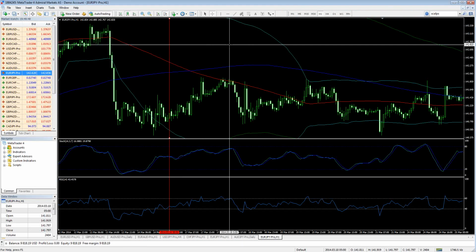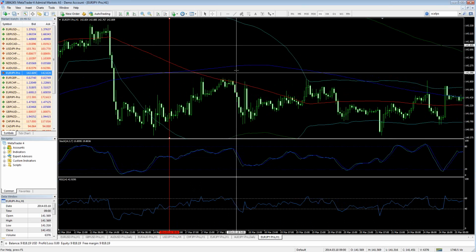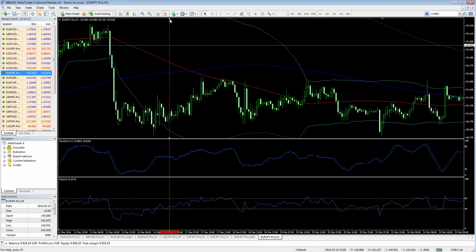This could have been a shooting star here. But look at RSI. Although, yeah, it was a good entry here. We can say that this was a good entry here.